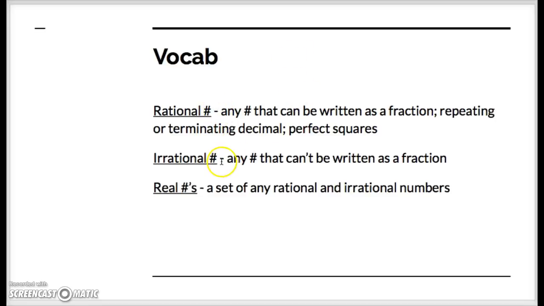Now, the exact opposite of that is if it cannot be written as a fraction, it's called an irrational number. It may be hard to think of something that cannot be written as a fraction right now, but we'll see some here in just a minute. But really what you're focusing on is, if you look at the decimal, it's a decimal that does not repeat, and it does not stop. So that decimal would have to go on forever and ever and would never repeat itself.